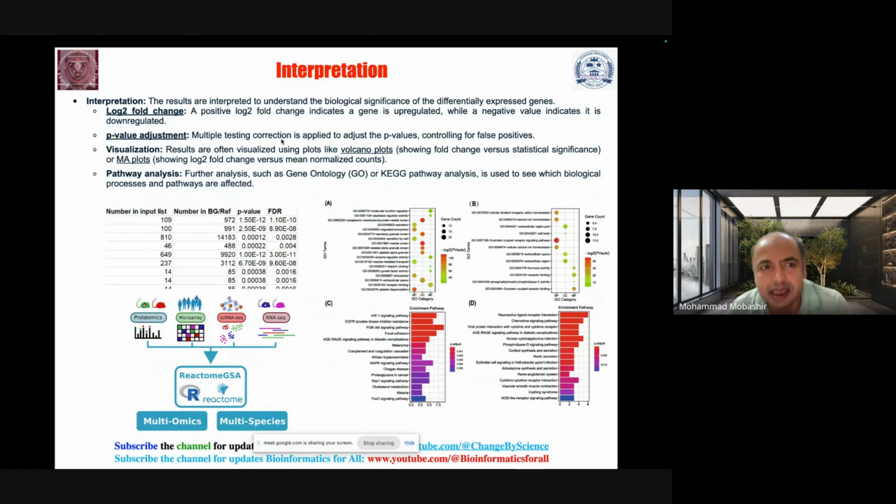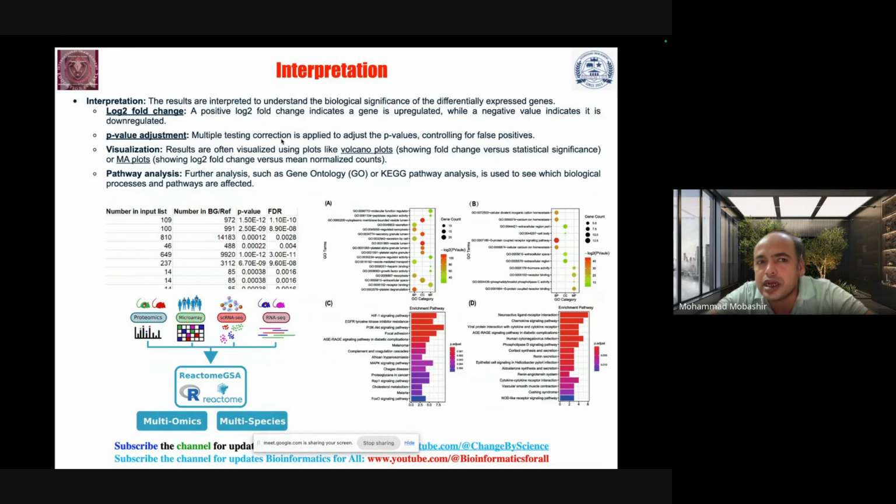The next point is the interpretation of the different factors from the statistical analysis. The results are interpreted to understand the biological significance of the differentially expressed genes. The first one is the log2 fold change. A positive log2 fold change indicates a gene is upregulated, while a negative log2 fold change indicates it is downregulated. Now it comes to p-value adjustment. Multiple testing correction is applied to adjust the p-values, controlling for false positives.